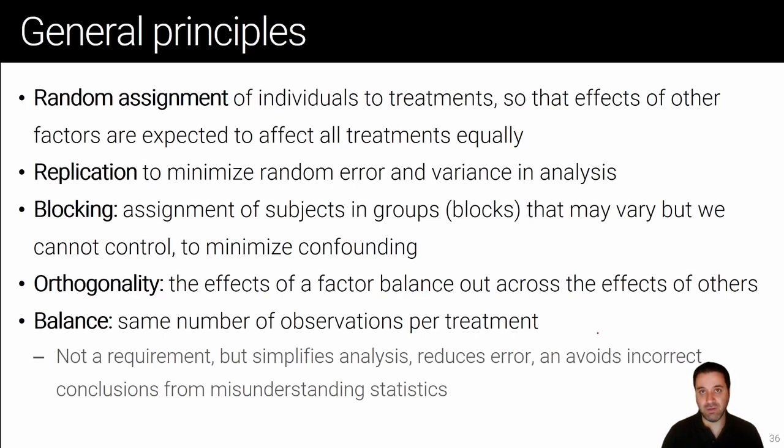We also have orthogonality. In this case, what it means is that the effect of a factor is balanced across the possible effect of the other factors. And balance of data means the same number of observations per treatment. Now, this is not really a requirement, but it's going to simplify analysis a lot. It reduces our error and avoids incorrect interpretations, misunderstandings, etc. We will talk about this when we talk about regression.